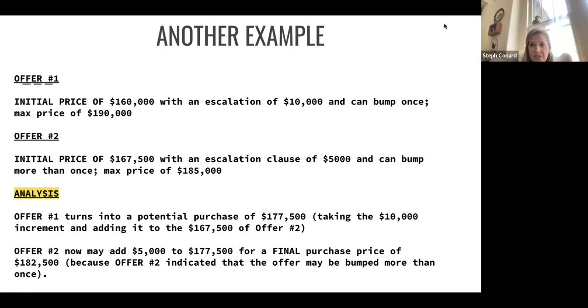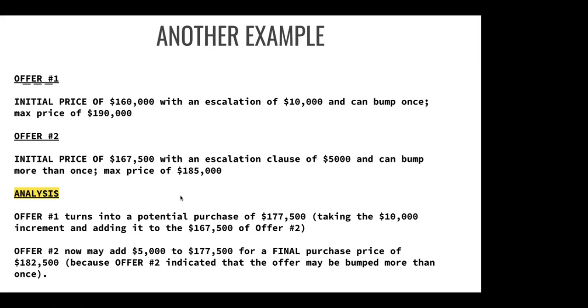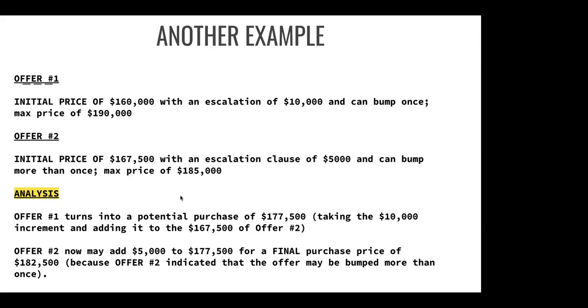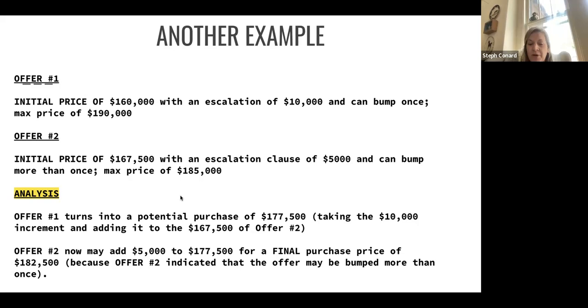How do you determine, as they come in, what the initial first offer is that you start with the bumping? Yeah, it's looking at the base prices and the incremental amounts. But that's going to lead into what I feel is probably your best course of action if you are receiving multiple offers with escalation clauses that bump more than once.